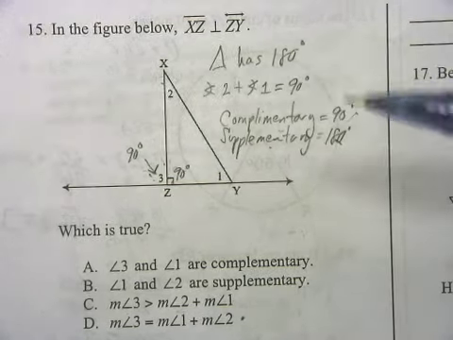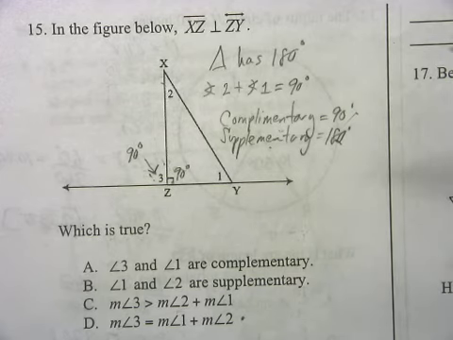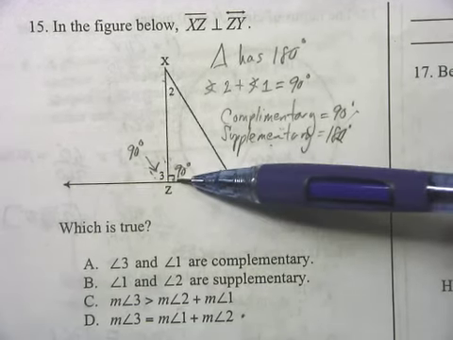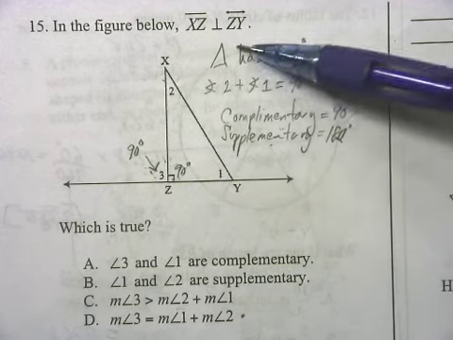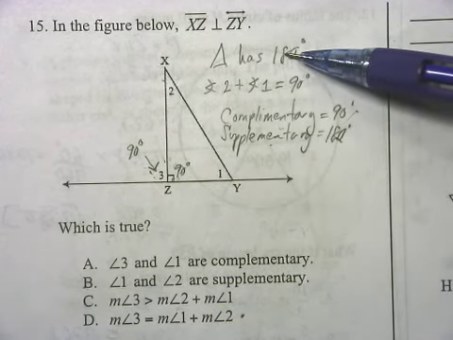What else do we know about a triangle? Because we have a triangle here, right? Well, I know that a triangle has how many? 180 degrees. And knowing that information, I can proceed to answer this question.